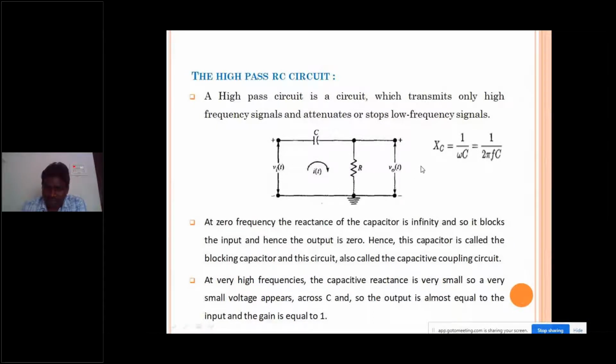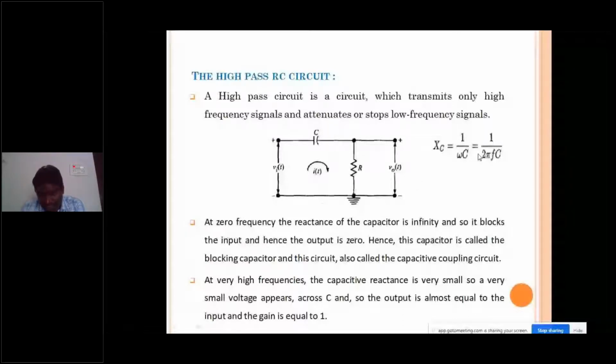So I can also define why this is called a high pass circuit. This high pass circuit is allowing only high frequency signals to pass through it, and it attenuates or stops the low frequency components. Why? You can check here by using the reactance of the capacitor. For low frequencies, the reactance is very high. If the reactance of the capacitor is very high, it works like an open circuit. When this is open circuited, nothing is transmitted to the output for the low frequencies, which means it is not allowing the low frequency signals to pass through.